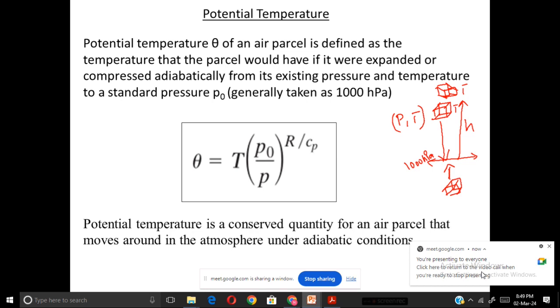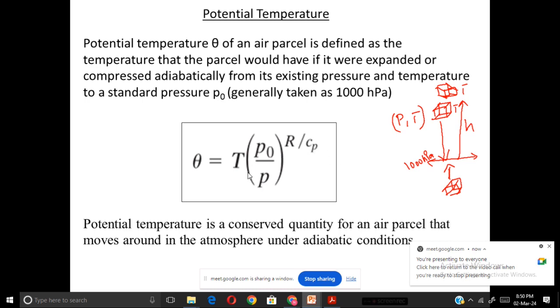So the first thing that we learned today was the potential temperature. The potential temperature theta of an air parcel was defined to be the temperature that the parcel would have if it was expanded or compressed adiabatically from its existing pressure and temperature to a standard pressure P0. So theta is defined as T, the actual temperature of the parcel, times (P0 by P) where P0 is the surface pressure and P is the pressure at that level, whole raised to R by C.